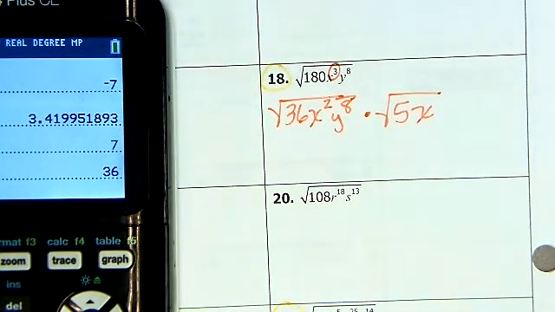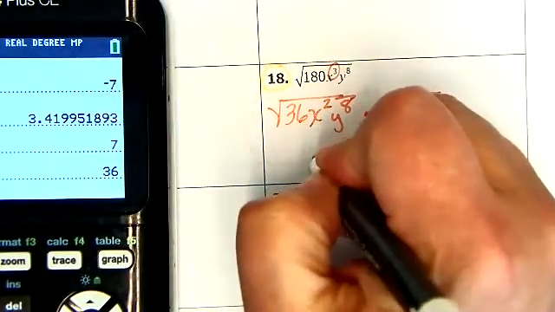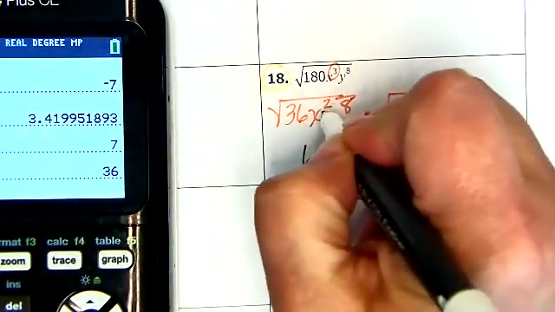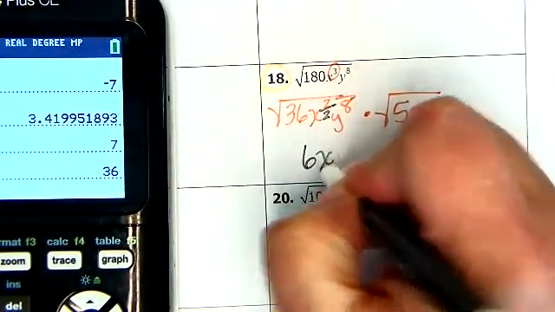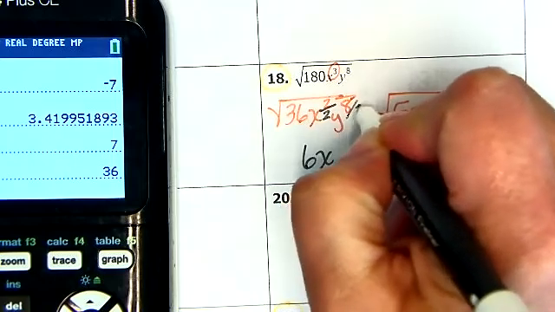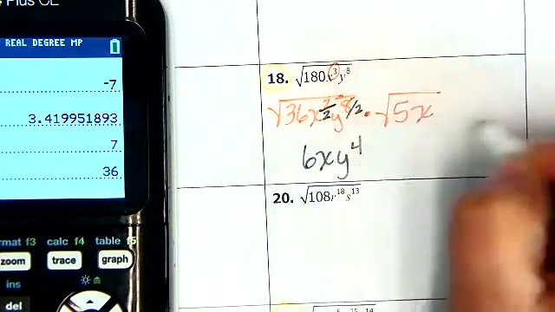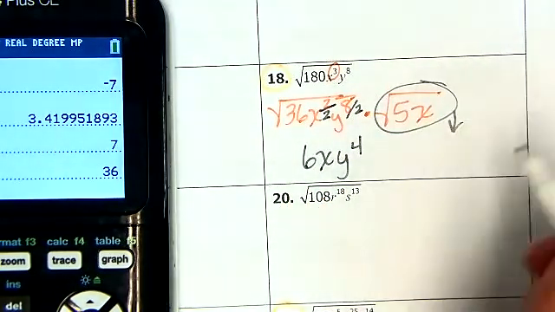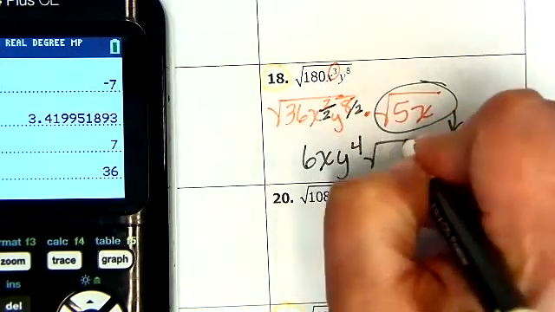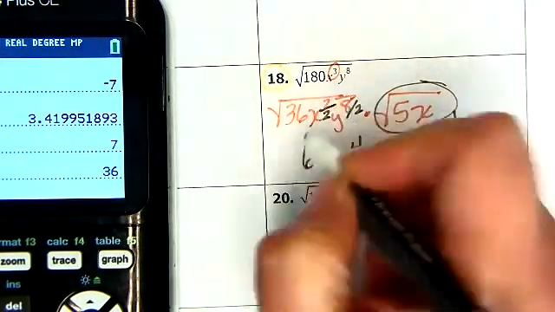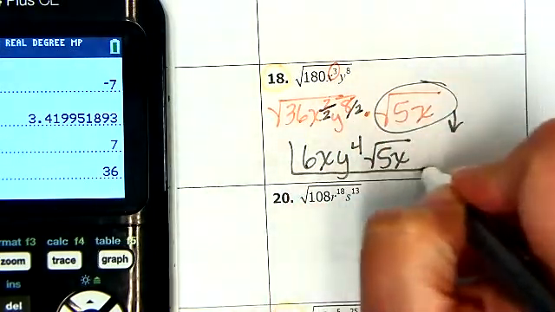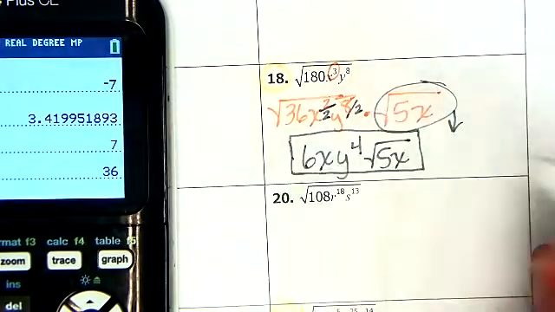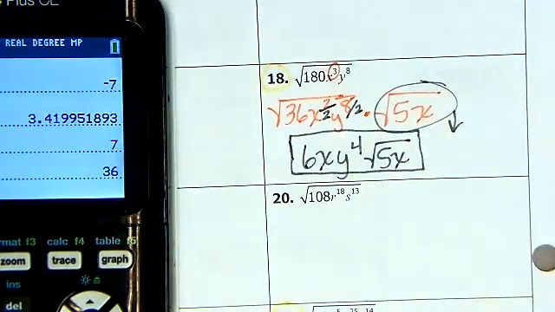All right, and now we simplify. We take the square root. The square root of 36 is 6. X squared, we divide by 2, so that's going to be x. Y to the 8th, divide by 2, that's going to give me y to the 4th. And then we bring the rest down. So we end up with the square root of 5x. So my final answer is 6x y to the 4th square root 5x, or radical 5x. One last example, guys, 22.